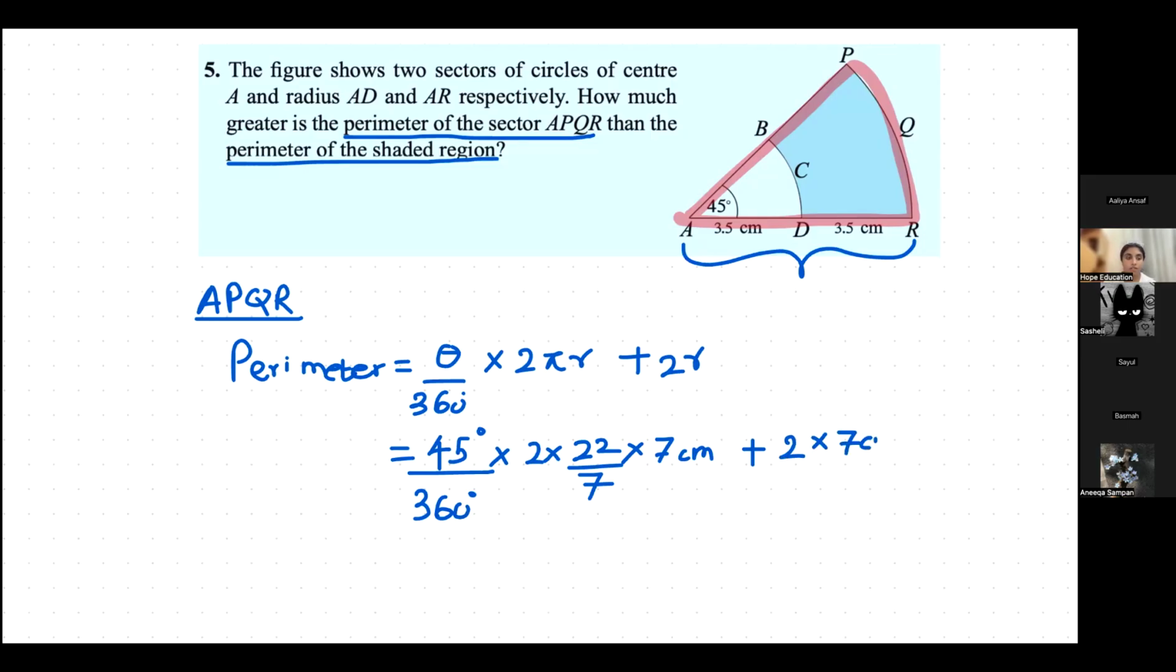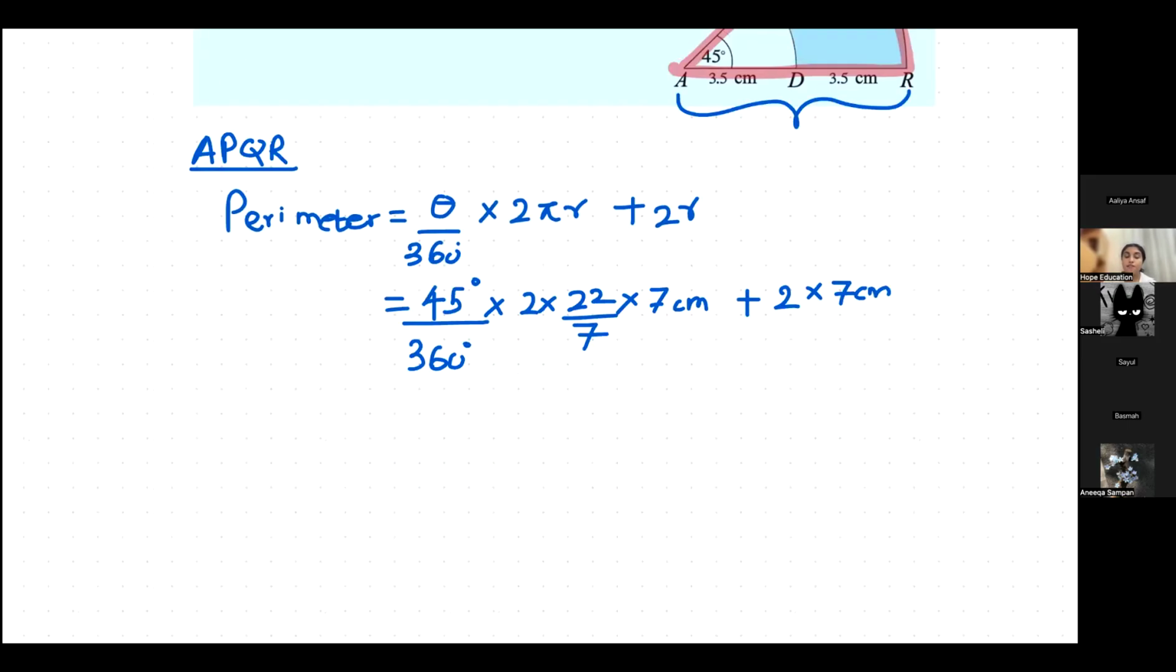Now we will do our cut and chop. 45 and 360, if we simplify, we get 1 over 8. Okay, you can simplify and see. 2 times 1 is 2. 2 times 4 is 8. 2 times 11 is 22. 2 times 2 is 4. 7 and 7 cancel.